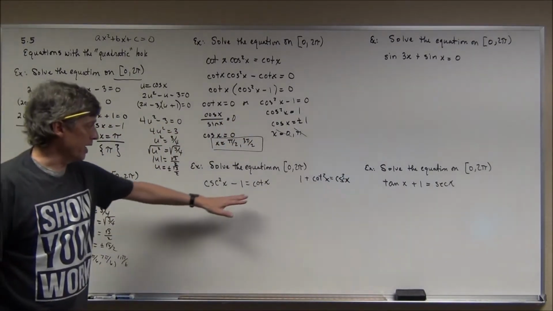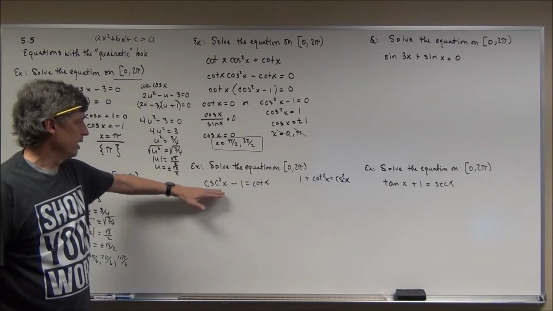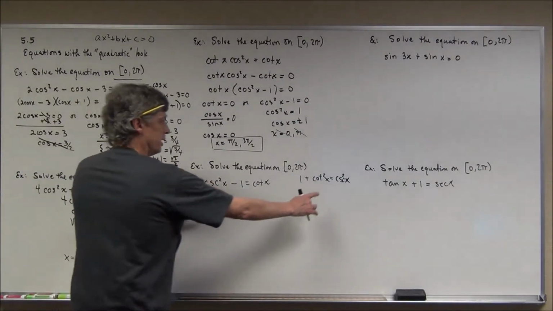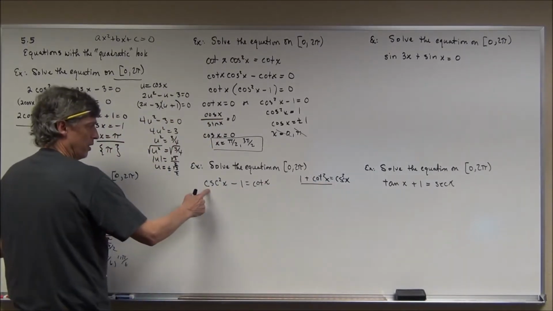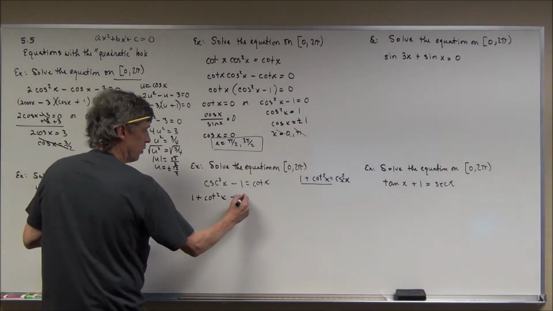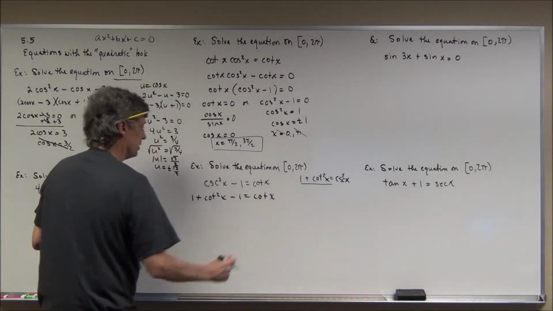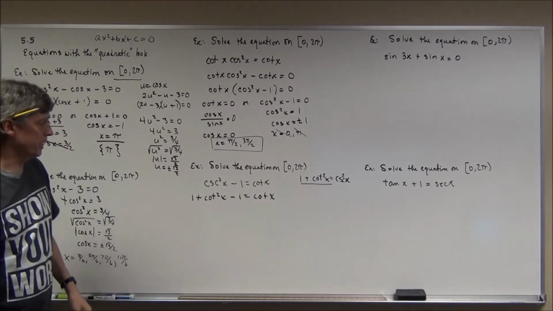Now, notice here I have a cotangent of x. I can put this in terms of sine and cosine. But look right here. I can make a substitution, plug this in for cosecant squared x. 1 plus cotangent squared x minus 1 equals cotangent x. Now it's in terms of only cotangent of x.